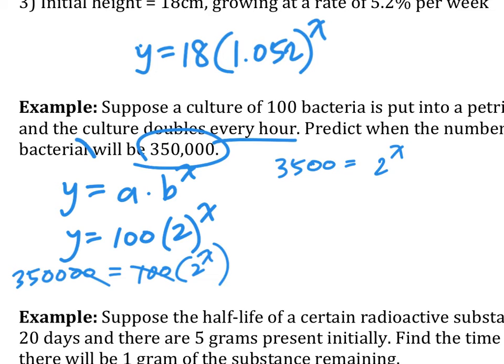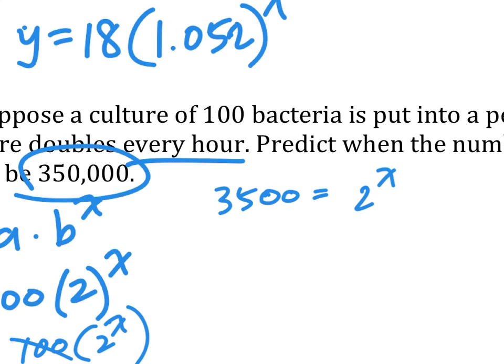if 3,500 is a number you can change so that the base is 2, then this is a very easy problem to solve. However, 3,500 is not a number we can change to a base of 2, so we have to try something else. And that is called log. So maybe you're thinking, no, it's log again. Yes, it is log again.